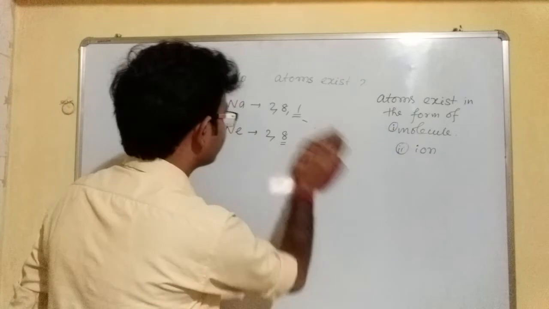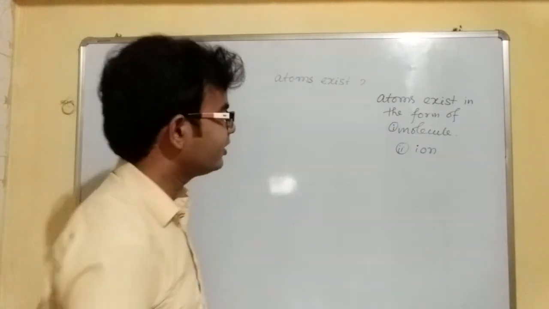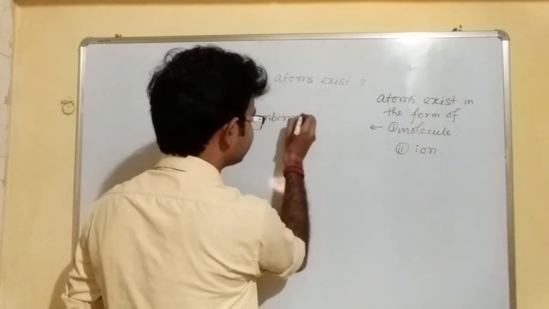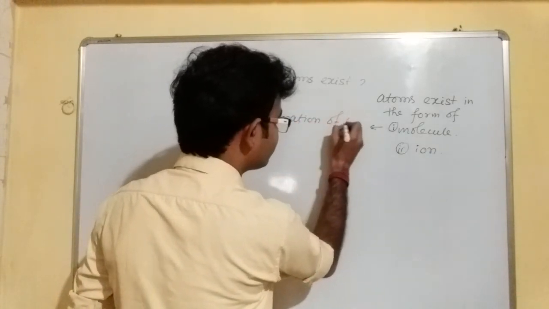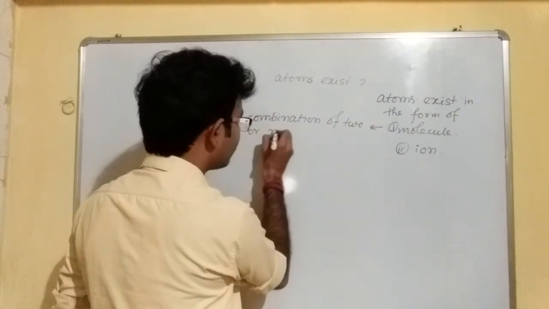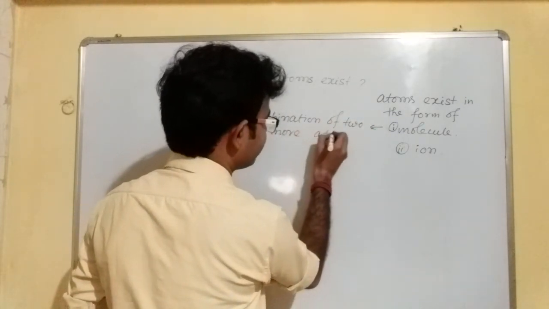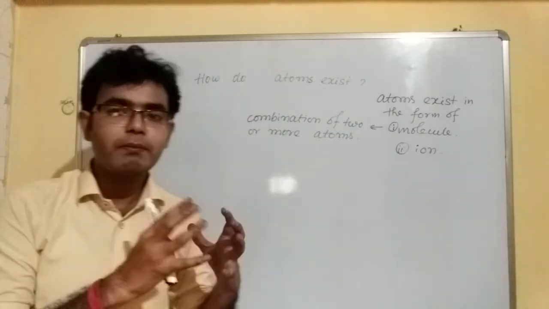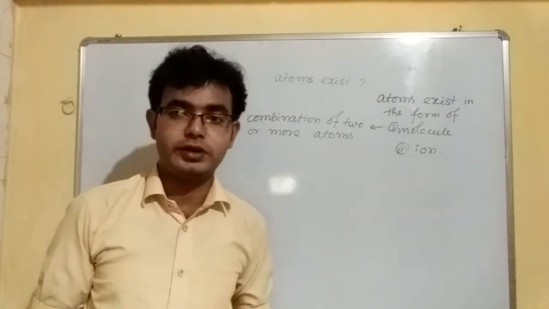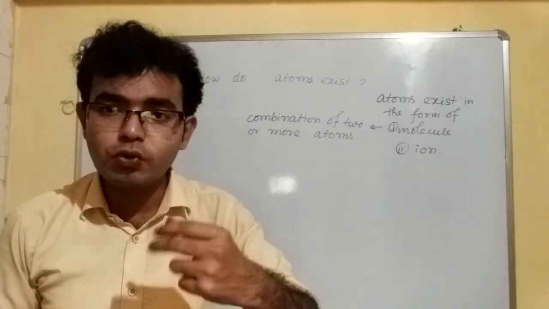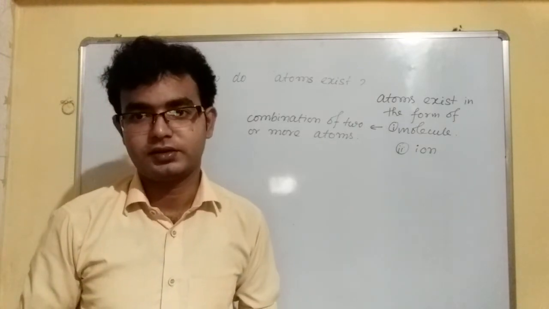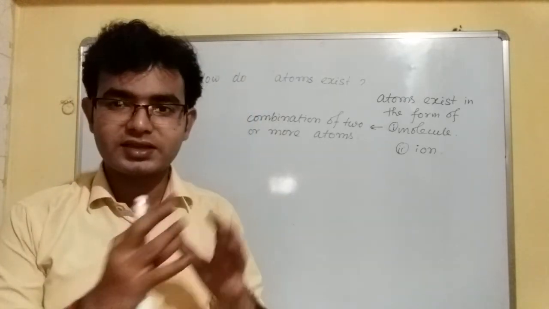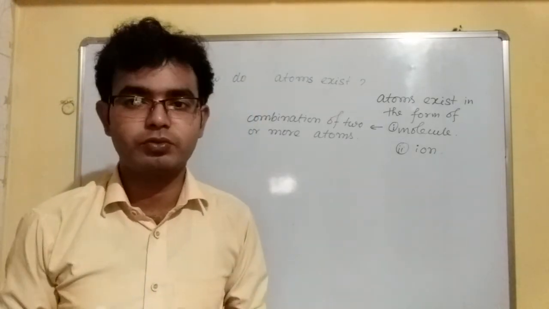So what is molecule? Molecule is the combination of two or more atoms. Okay, so it is clear that atoms cannot exist independently. So atoms combine with another atom to form molecule. So molecule is a combination of two or more atoms. ठीक है, तो molecule is a combination of two or more atoms. That's just the elementary idea about molecule.